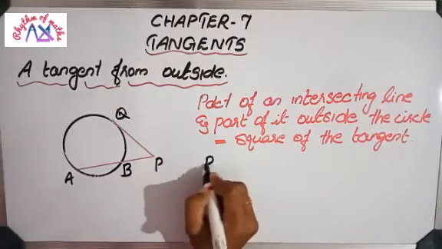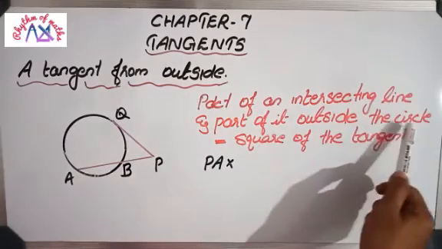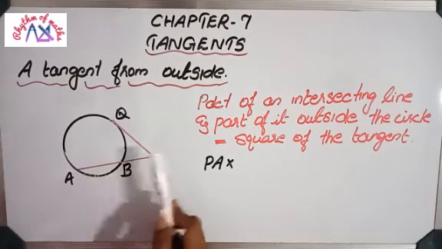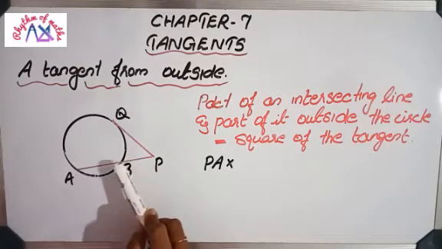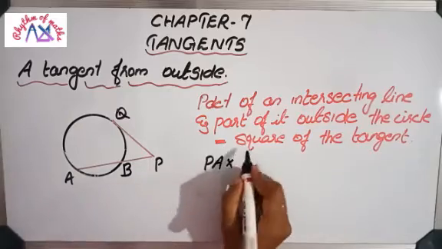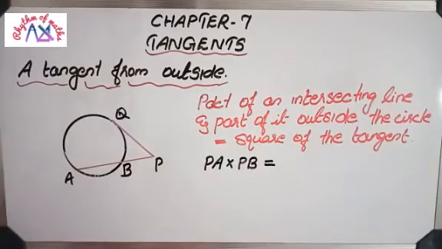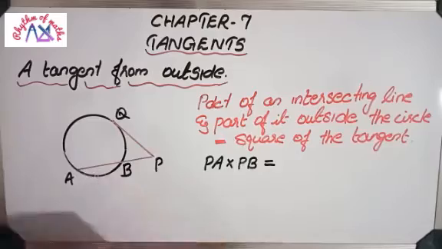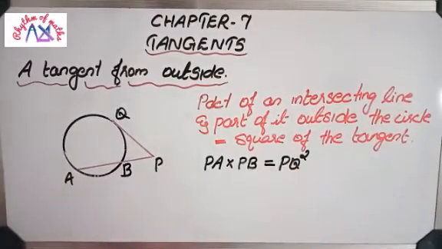So PA into the part of the same line that comes outside the circle. That means the outside portion is PB, from P to B. So PA into PB will be equal to the square of the tangent from the same point. The tangent from the same point is PQ, so that is PQ square. This is the concept: PA into PB equals PQ square.